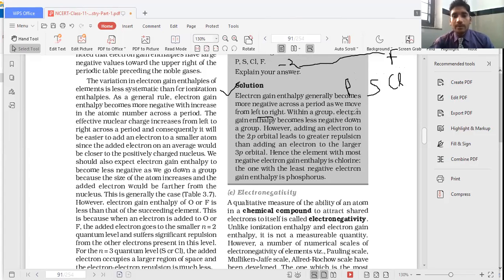Within a group, electron gain enthalpy becomes less negative down the group. When we go down, it becomes less negative. However, adding an electron to the 2p orbital leads to a greater repulsion, as I told you earlier, than adding an electron to the larger 3p orbital. Hence the element with the most negative electron gain enthalpy is chlorine.